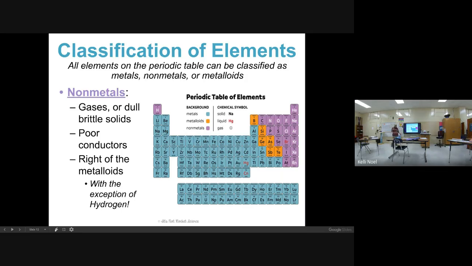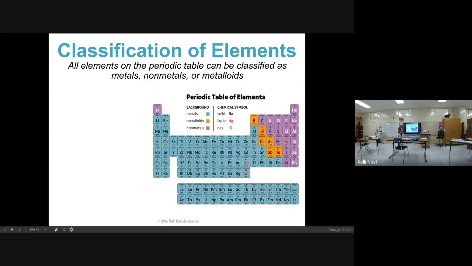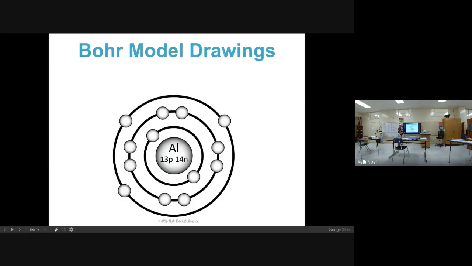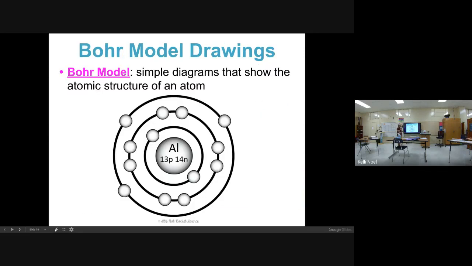Now, I'm going to go through the last little bit on the notes, which talks about an activity that I think we're going to do tomorrow in class. So I'll re-hit it again. But since it's on these notes, I will hit it right now. We're going to learn how to draw Bohr models. And these are simple diagrams that show the atomic structure of an atom.